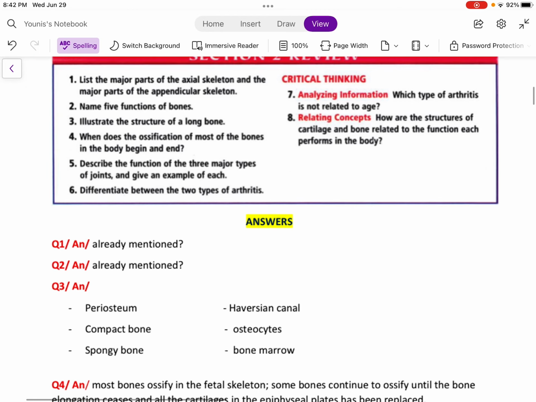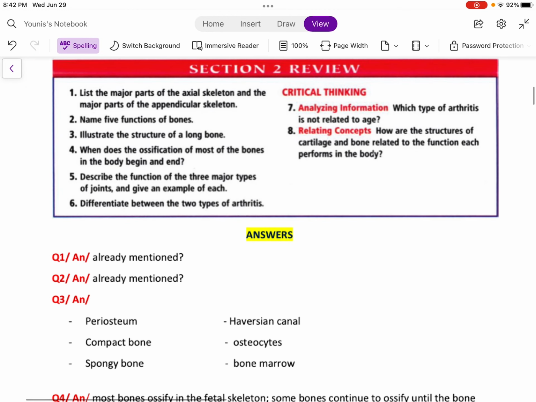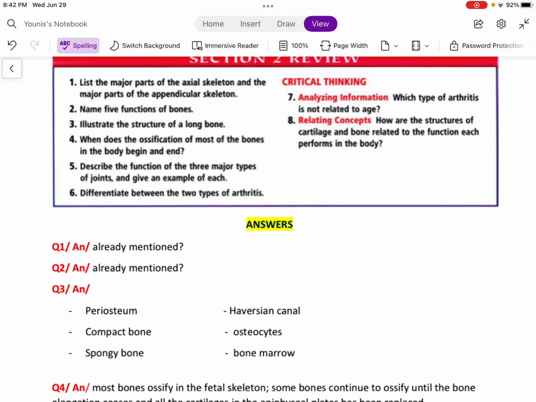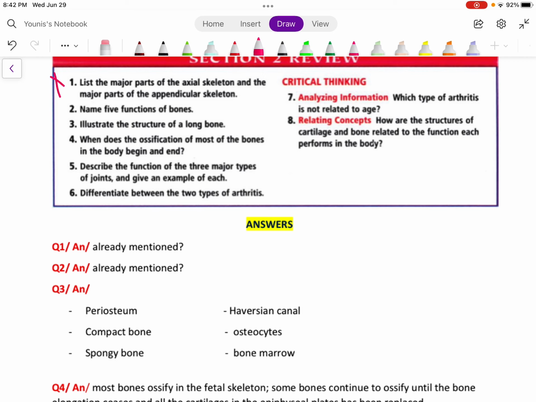You have the section review and answers. Questions 1 and 2 are already mentioned: the first one asks you to list the major parts of the axial skeleton, and the second one says name 5 functions of bones. The third one states illustrate the structure of a long bone. We already mentioned that. The parts like periosteum, compact bone, spongy bone, Haversian canal, bone marrow, osteocytes, and you can even give it a little explanation.